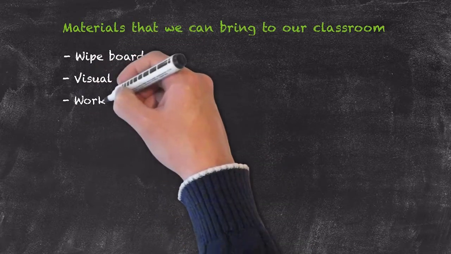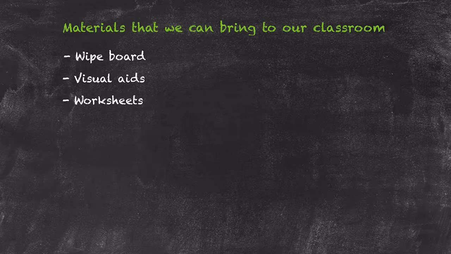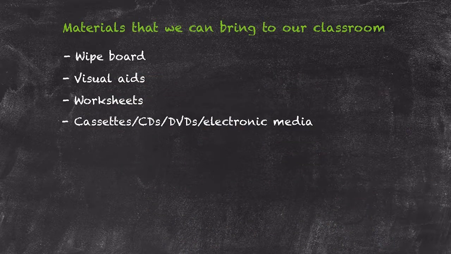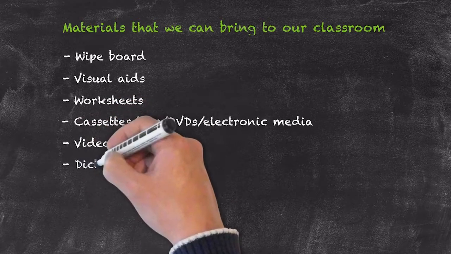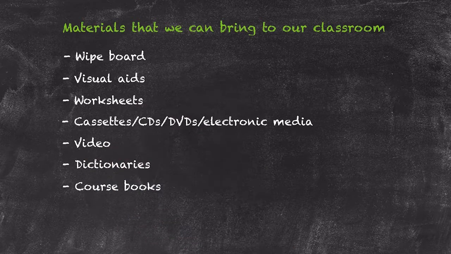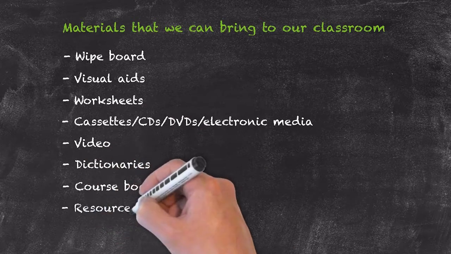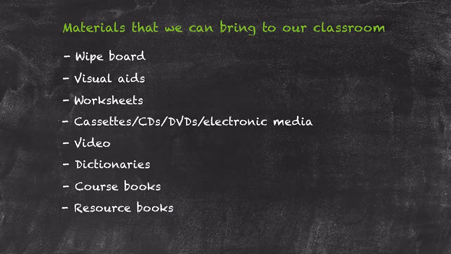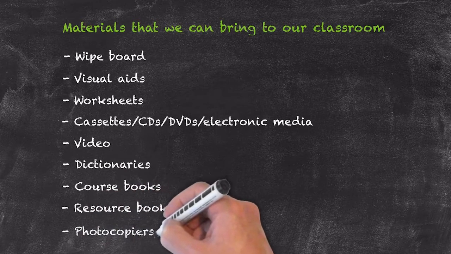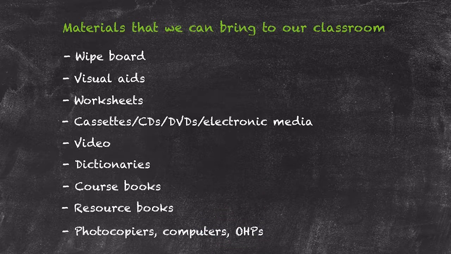here, various types of visual aids, created or bought worksheets, the use of cassettes, CDs and DVDs, and the use of video. And in these classroom materials we can also include things such as dictionaries and course books, various types of resource book that we'll have a look at, and other materials such as photocopiers, computers, OHPs. So what we'd like to do is just to take a general look at some of the issues relating to each of these types of material.